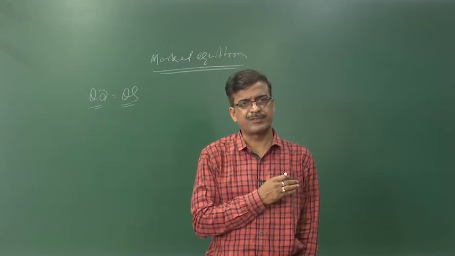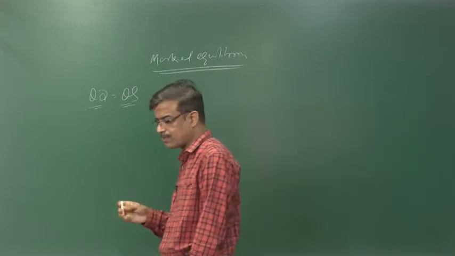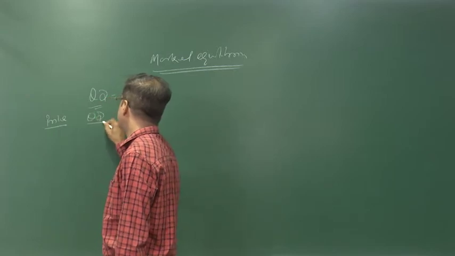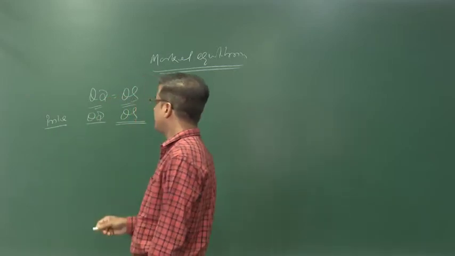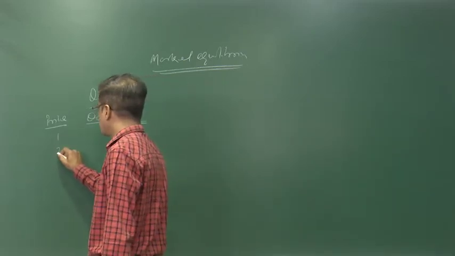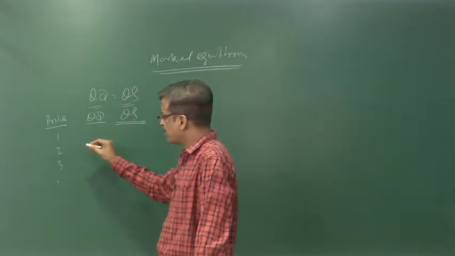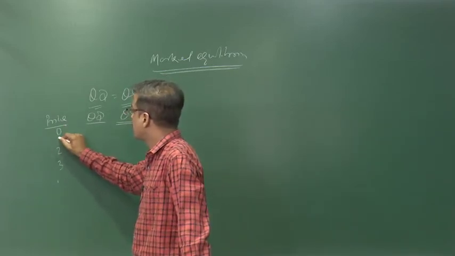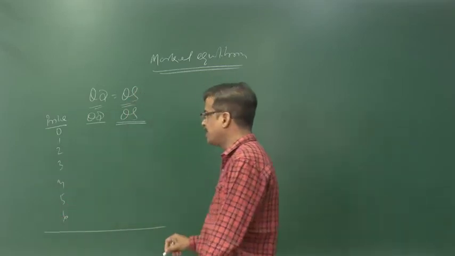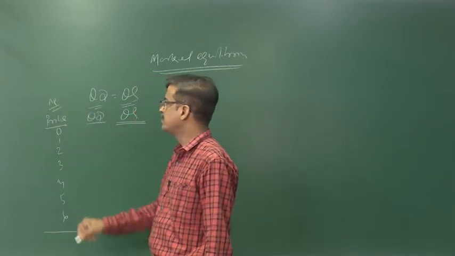In order to illustrate it, we have to take a particular example. Let us say we have price, quantity demanded, and quantity supplied. Let us take the price as 0, 1, 2, 3, 4, 5 and 6. You can start with 0, no problem about it. These are prices in terms of rupees.